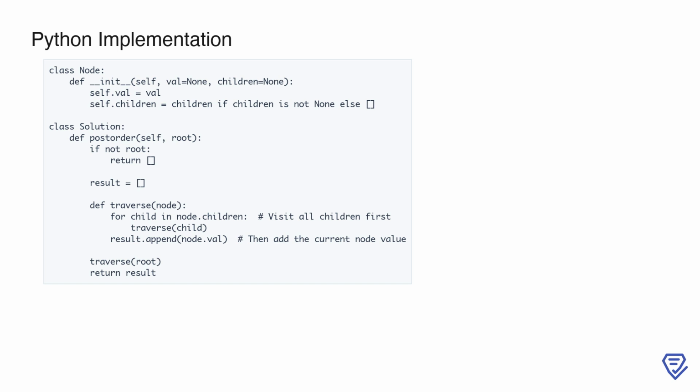6. Start traversal. We call the traverse function with the root node to begin the traversal. 7. Return result. Once the traversal is complete, the result list contains the postorder traversal of the tree, and we return it.